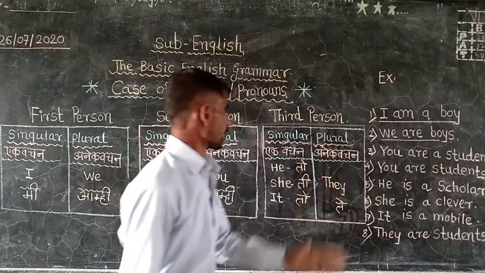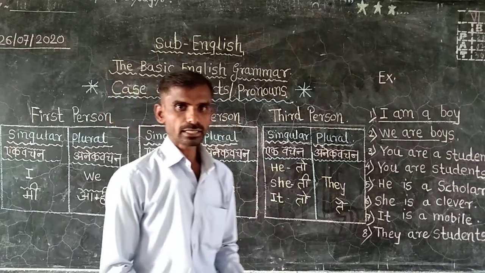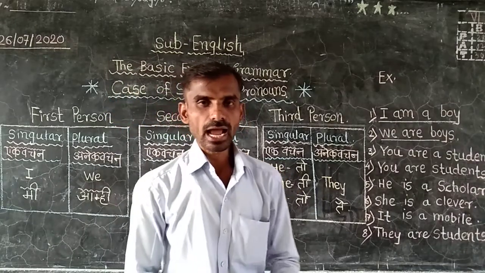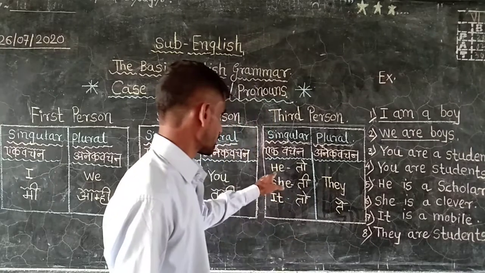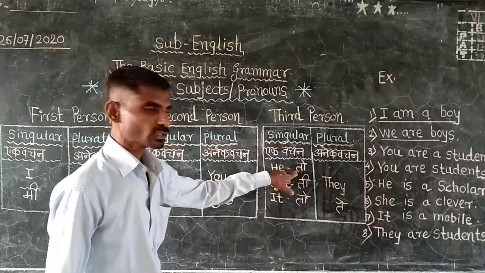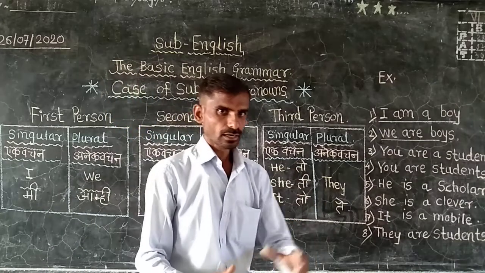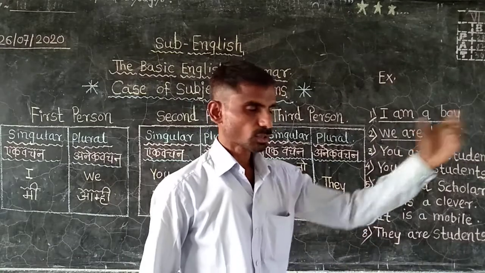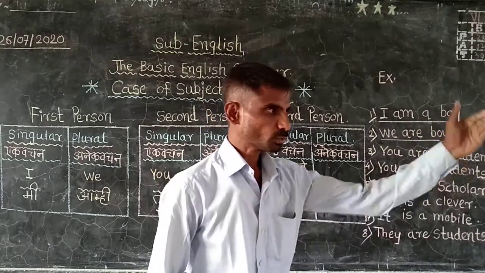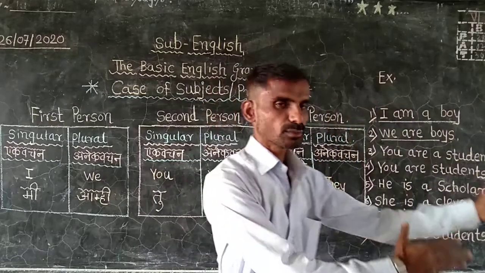Now let us see about the third person. Now here 3 subjects we have written. It is he, she, and it. Once again, he, she, and it. When a third person, or suppose XYZ student, one who is outside the classroom, that time I have to say he is a boy.